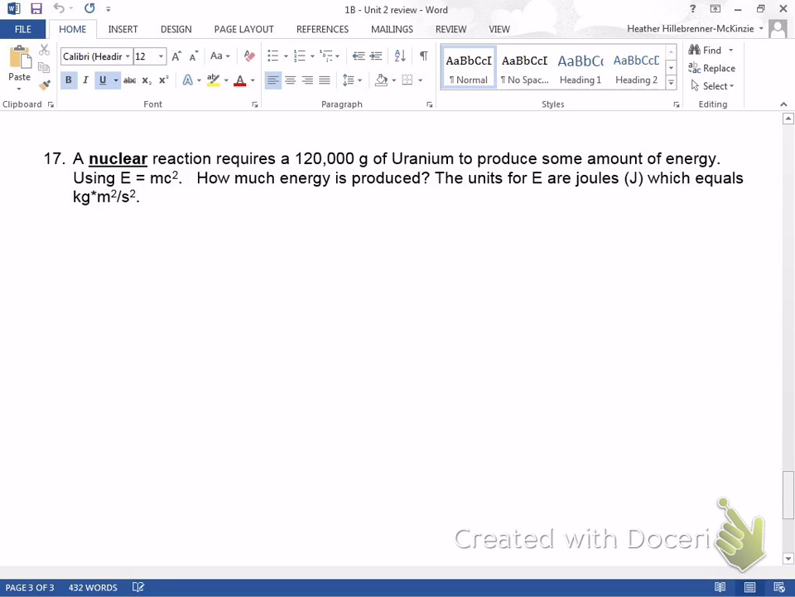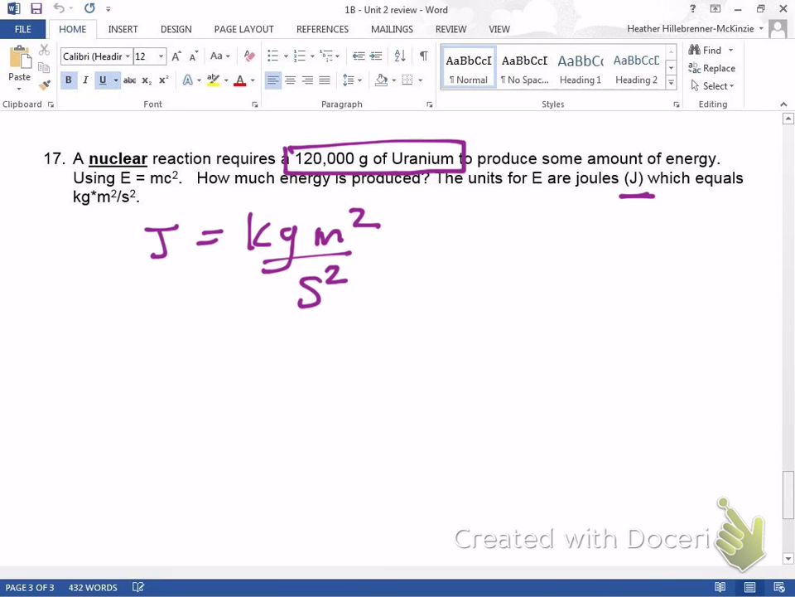All right, so what you guys need to know is that if we look at joules, we talked about joules last time. So joules equals kilograms times meters squared over seconds squared. Those are the units, right? They equal each other. So far, so good? So if I have 120 grams of uranium, that's going to make some amount of energy. How much energy?